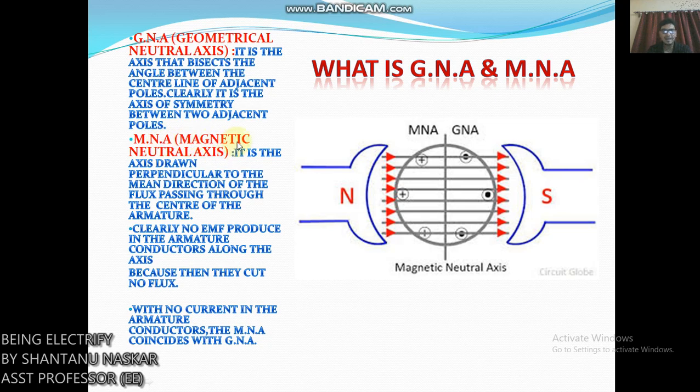MNA is called the magnetic neutral axis. It is the axis drawn perpendicular to the mean direction of the flux passing through the center of the armature. So this perpendicular line, and this is the flux going through the armature, this perpendicular line is called MNA. Clearly, no EMF is produced in the armature conductors along this axis, because they cut no flux. With no current in the armature conductors, the MNA coincides with the GNA.